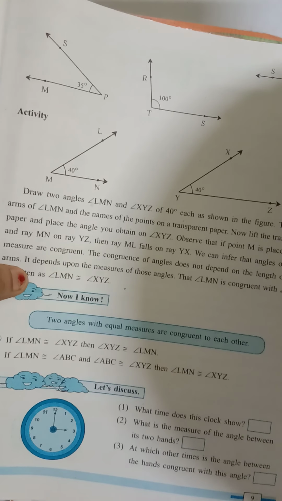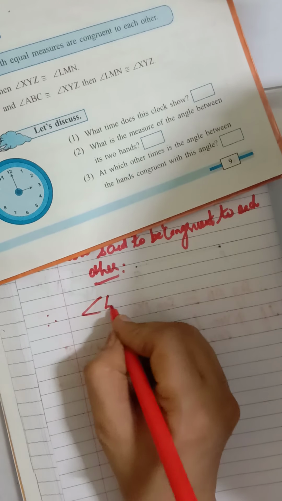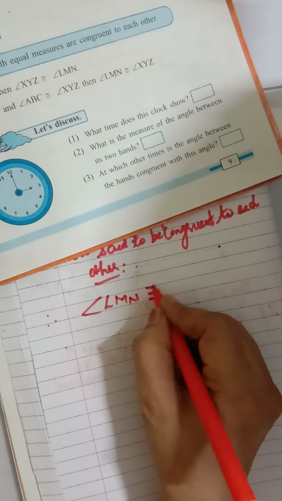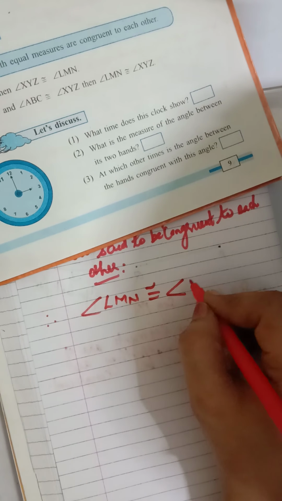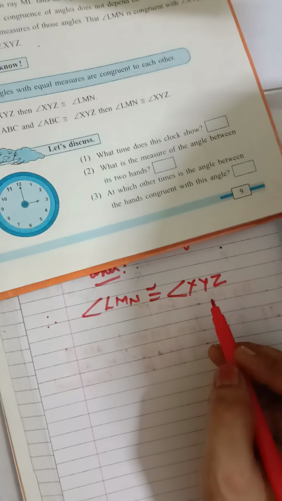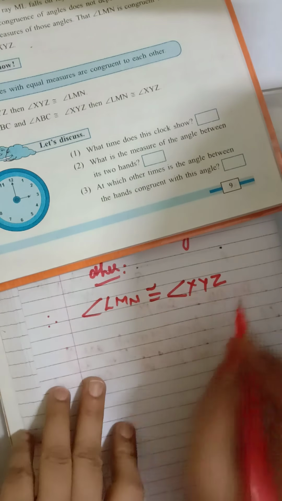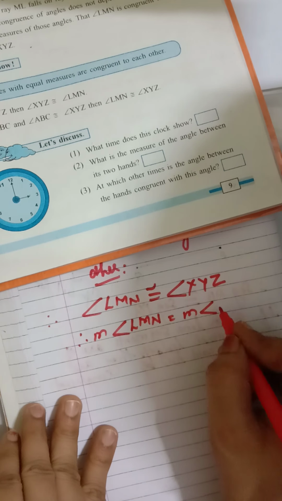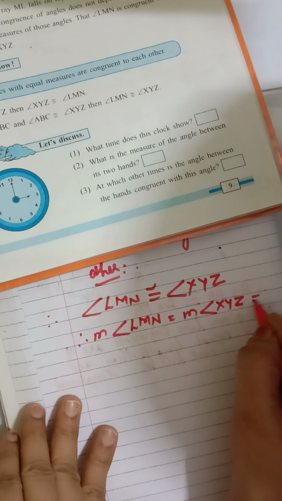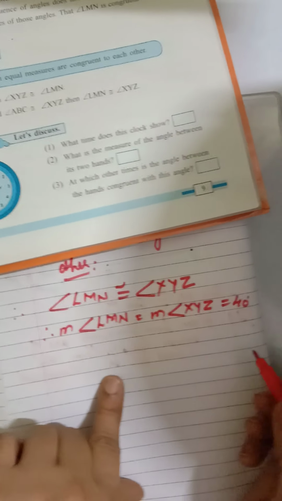If two angles are of equal measures, they are said to be congruent. Now how can we write this? We will write it this way. Therefore, angle LMN is congruent to angle XYZ. Okay children, therefore we can write measure angle LMN is equal to measure angle XYZ. And what is the measure? 40 degree.